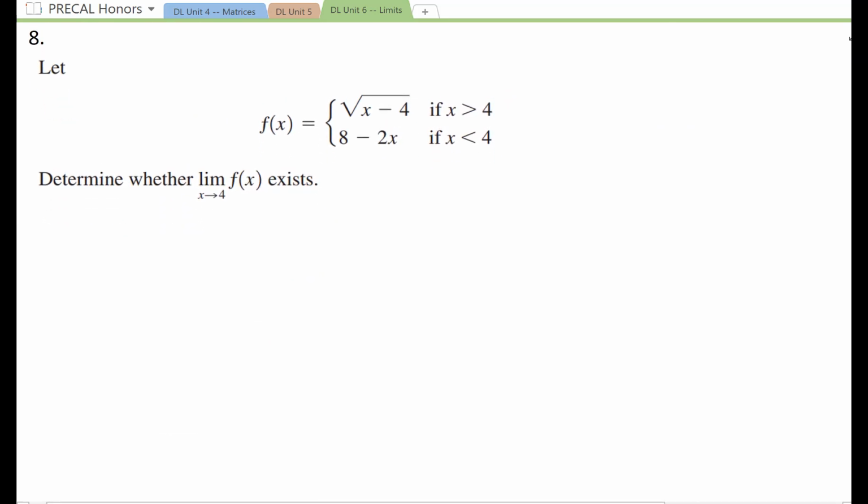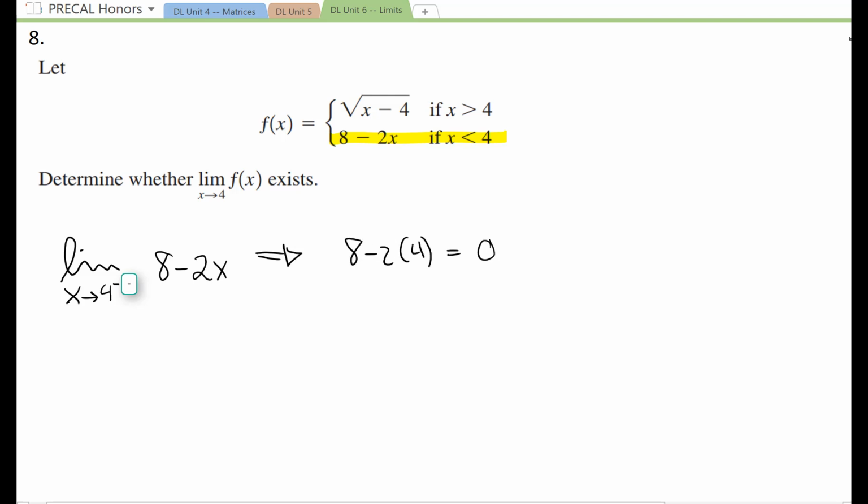Our final example, number 8. Determine whether the limit exists. So for x is less than 4, I use this piece, the limit as x approaches 4 from the left, because I'm using the piece that says less than 4. This is a line, so we can use direct substitution. And that would be 0.